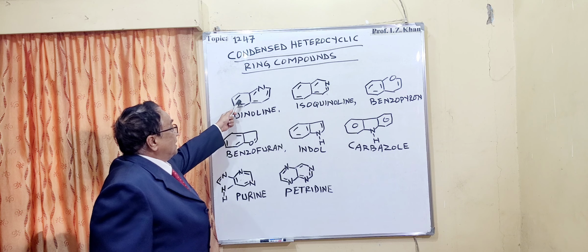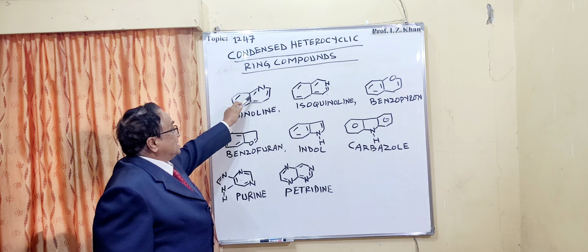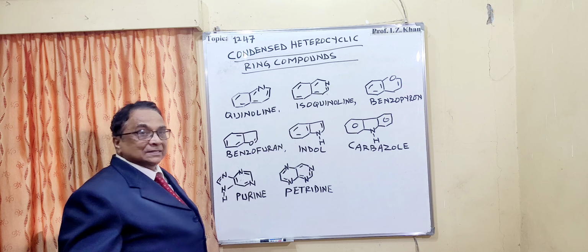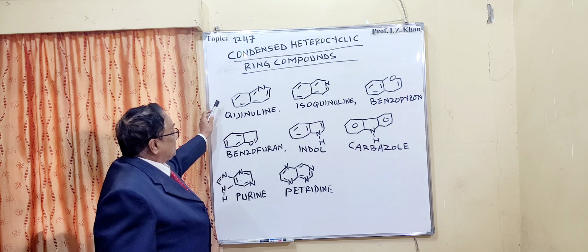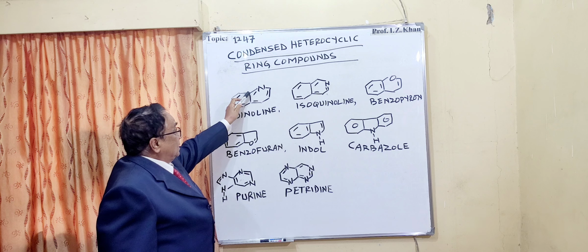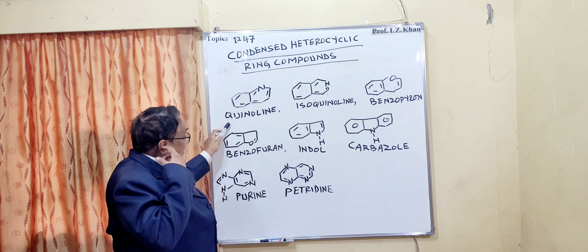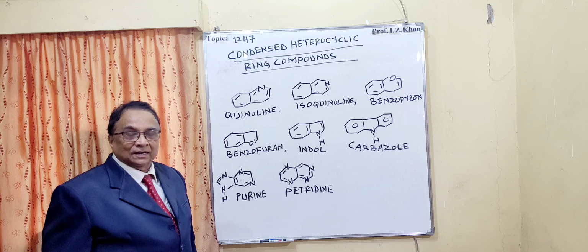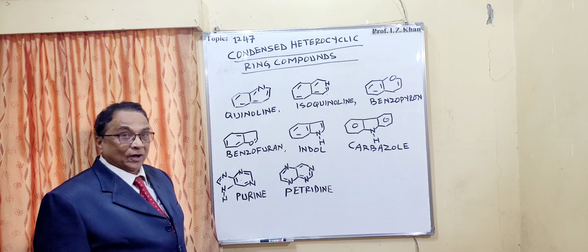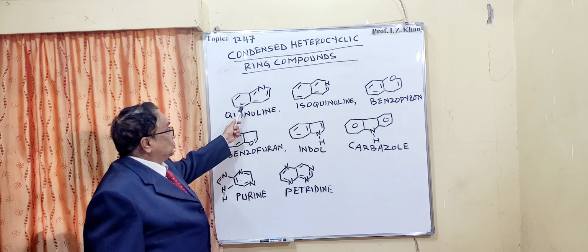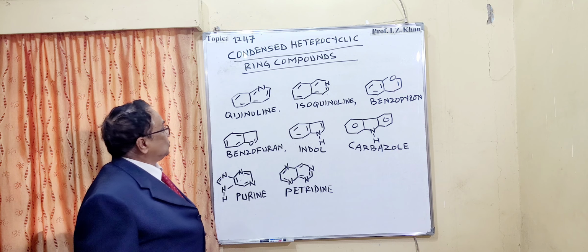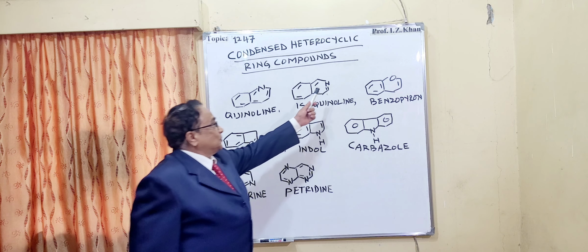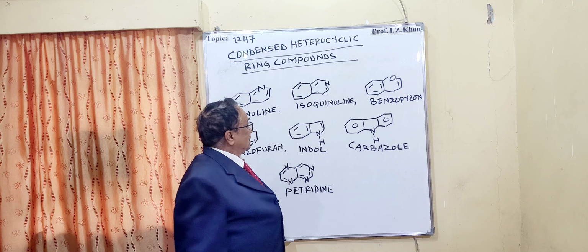This is quinoline, where this one is the benzene ring and this one is the pyridine ring. These two are fused together to give the condensed heterocyclic ring system, and it is also called benzo alpha beta pyridine. Quinoline is a very important constituent of alkaloids, and it is also widely used in anti-malarial drugs. The second one is isoquinoline. The only difference is the position of nitrogen in the heterocyclic ring.